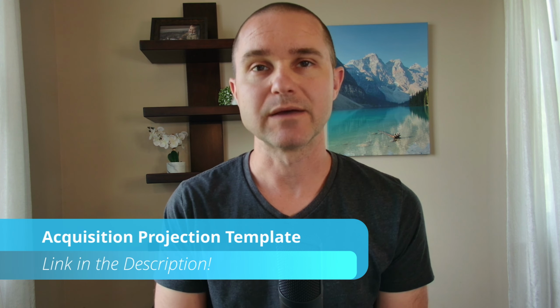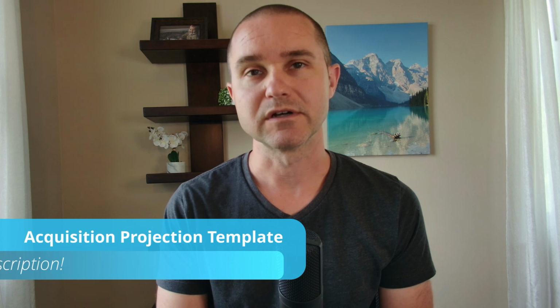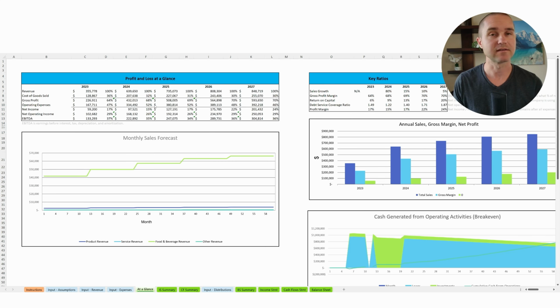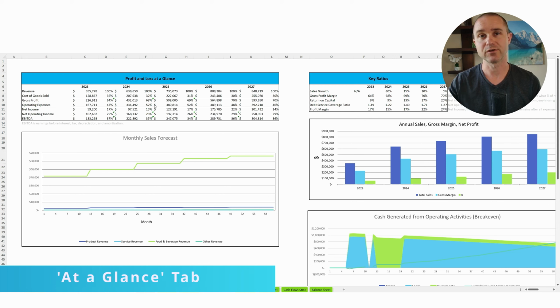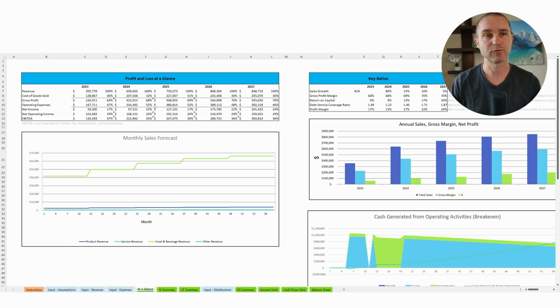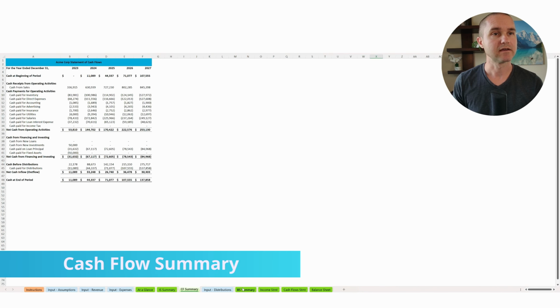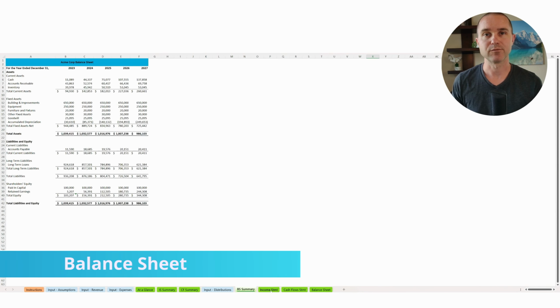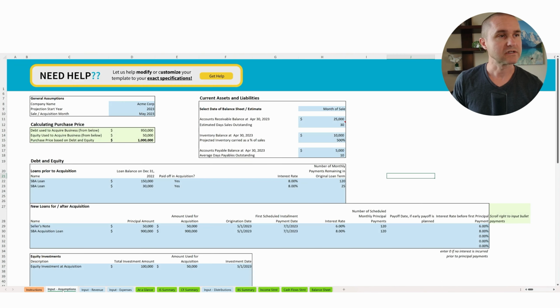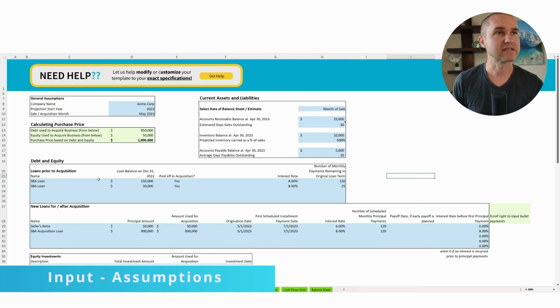So what I've got pulled up here today is our acquisition projection template. And I'm going to demonstrate in our template how assuming debt of an existing business might work in an acquisition loan scenario. What we have here is the at a glance tab. After you have completed all of the projections, this is what you're going to get, along with a 5-year income statement summary, cash flow summary, and balance sheet, both annualized and broken down by month. But in order to look at the assumption of debt, we're going to look at the input assumptions tab.